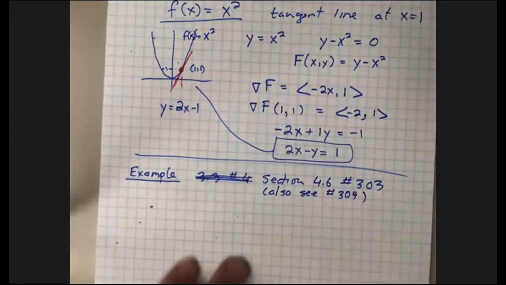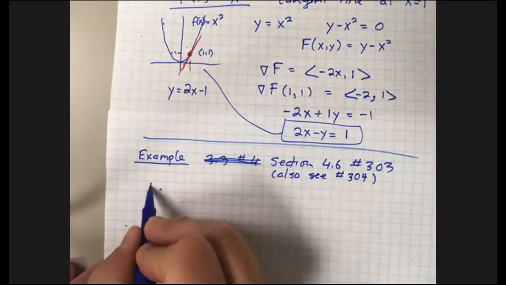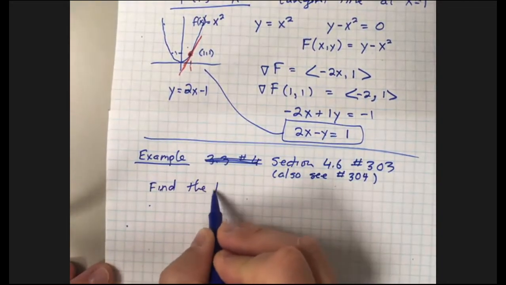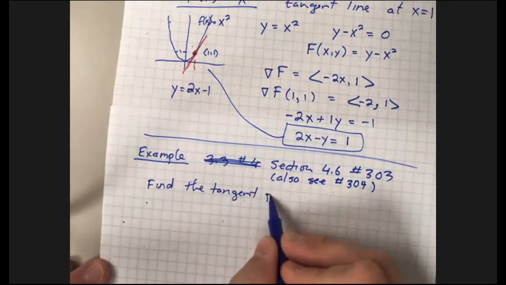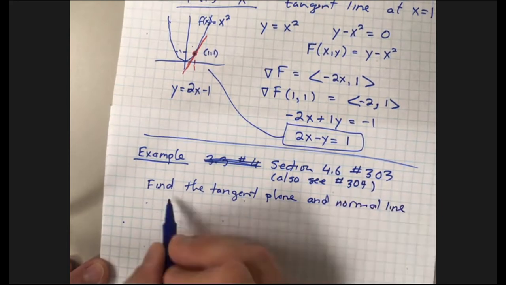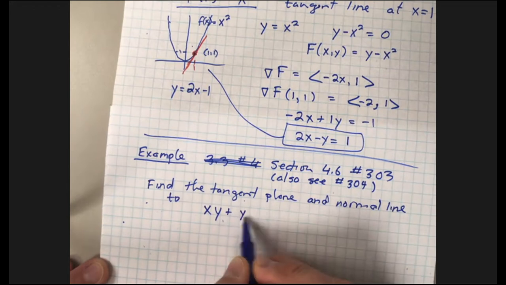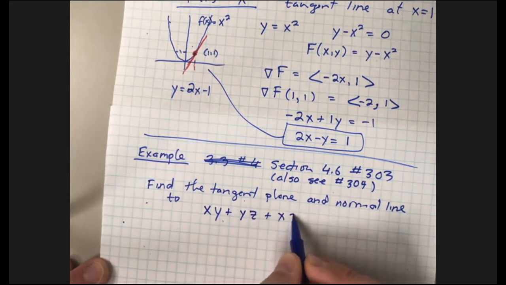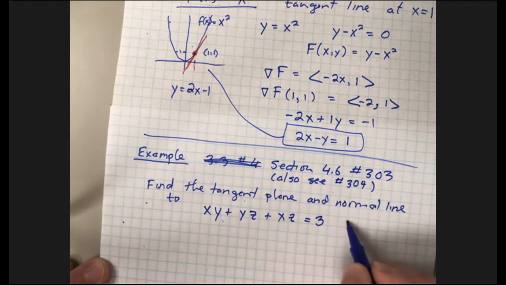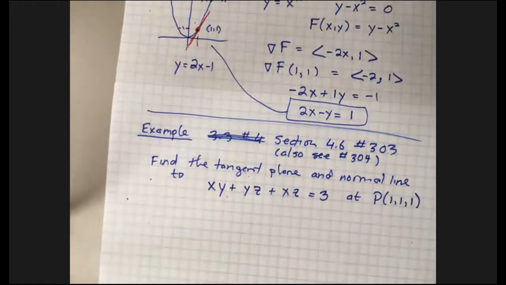So I want to find the tangent plane and the normal line to this surface. We'll illustrate both in Mathematica. Two, the surface xy plus yz plus xz equals 3 at the point 1, 1, 1. Okay, let's work this out.